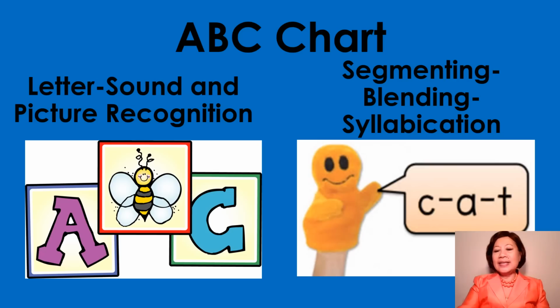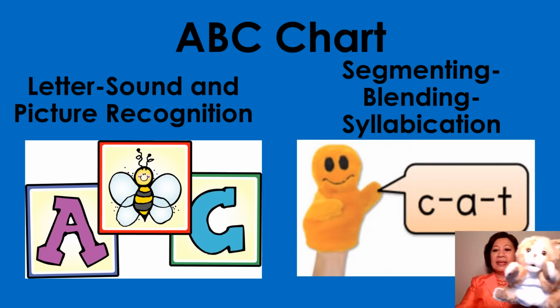The first letter is A. A. B. B. C. C. Very good. Now let's go to segmenting, blending, and syllabication. C says K. A says A. T says T. Cat. Cat. Very good.